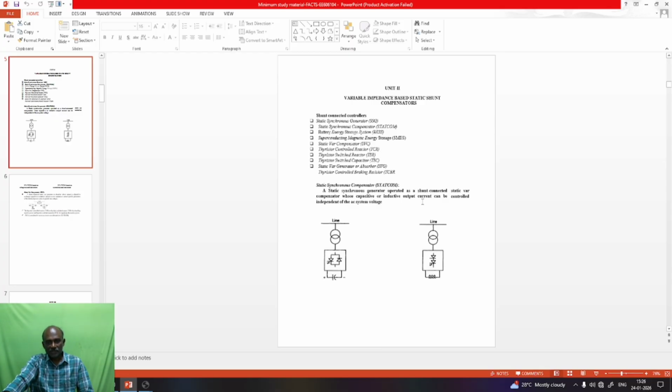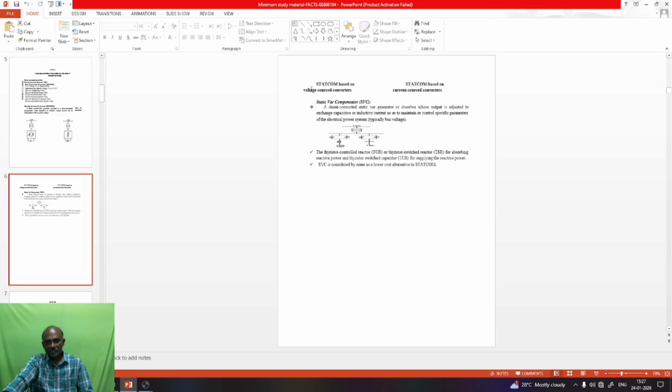It is a static synchronous generator operated as a shunt connected static var compensator whose capacitive or inductive output current can be controlled. So here capacitive and inductive output current can be controlled independent of the system voltage. Without any change in voltages, we can make changes in capacitive or inductive output current using these devices. STATCOM based voltage source converters and STATCOM based current source converters. So two types of STATCOM based devices, voltage source and current source.